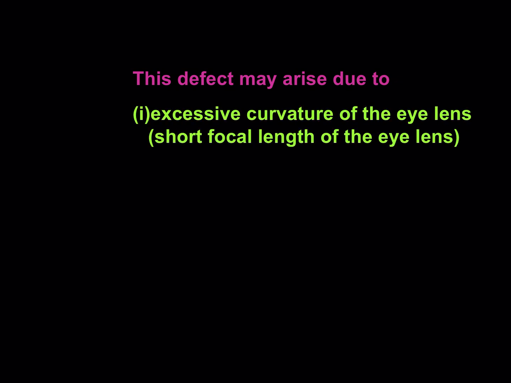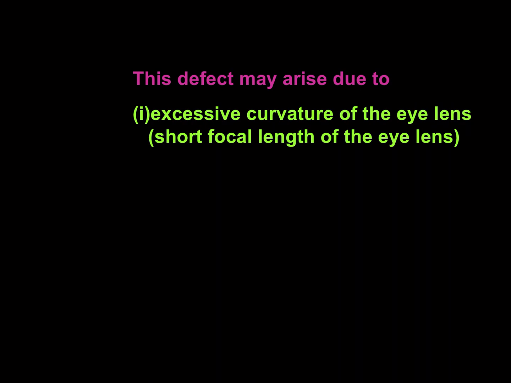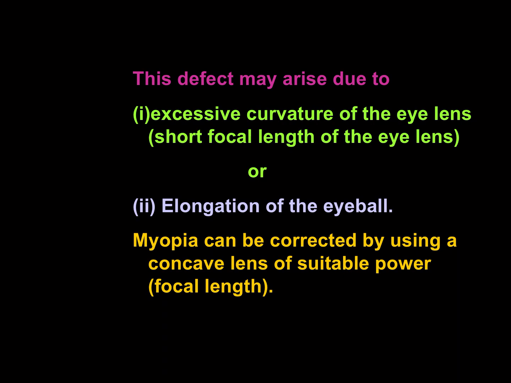The cause of this myopia defect is excessive curvature of the eye lens, that means short focal length of the eye lens, or elongation of the eyeball. Myopia can be corrected by using a concave lens of suitable power. See, the power of a lens is related to the focal length of the lens.